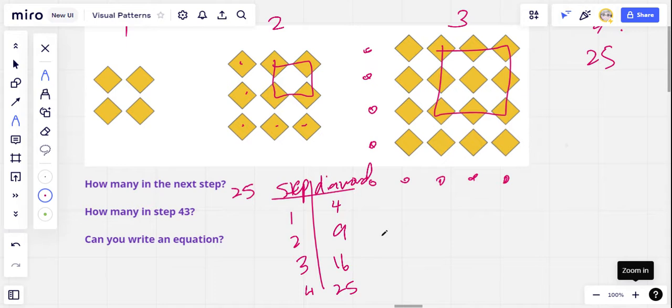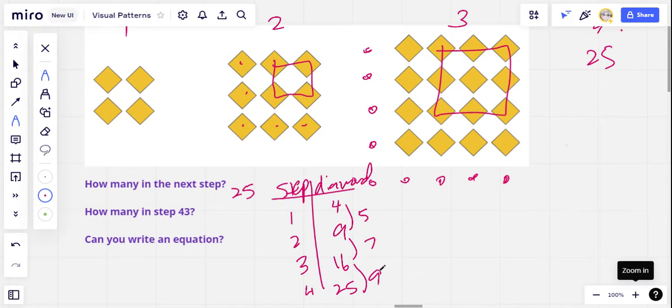One of the methods for analyzing patterns is to look at the difference from step to step. So let's do that. 9 minus 4 is 5. 16 minus 9 is 7. And 25 minus 16 is 9. So we're not getting a stable number. This is not a constant difference between steps. That means it's not a linear pattern, so we can't use that old y equals mx plus b equation for a line to model this pattern.